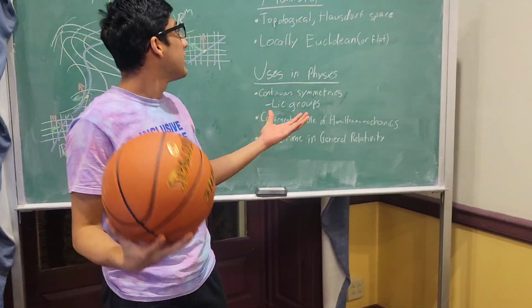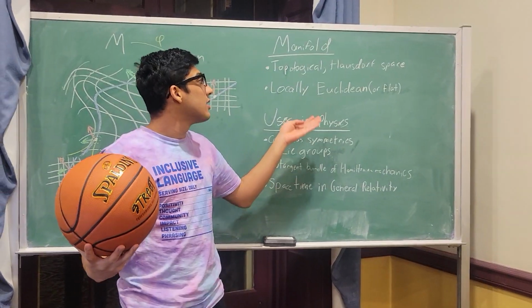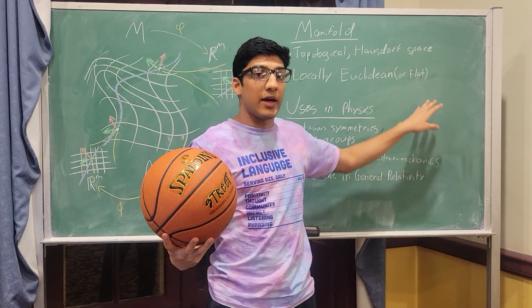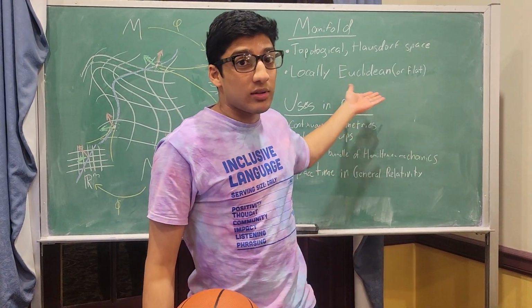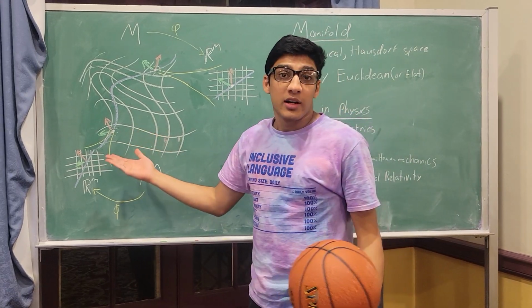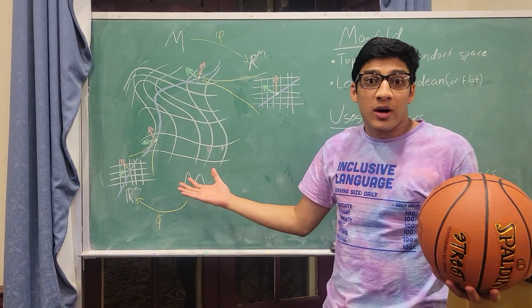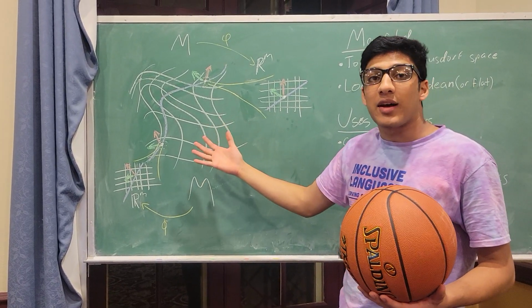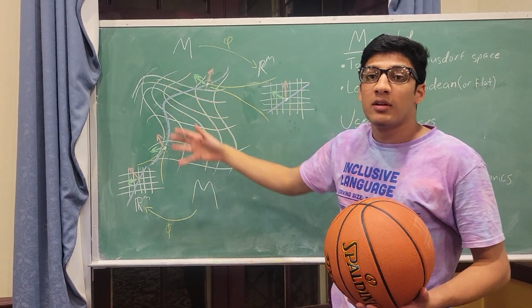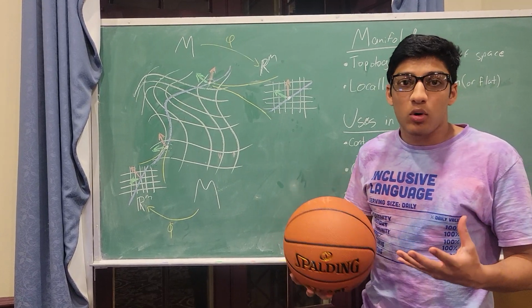A manifold is a topological Hausdorff space that is locally Euclidean, or flat. Now, that's just the technical definition. I have a drawing here of an example of a manifold. Now, you have to put on your abstract glasses and sort of accept the fact that this is an m-dimensional manifold. M-dimensional just means that there are m coordinates.